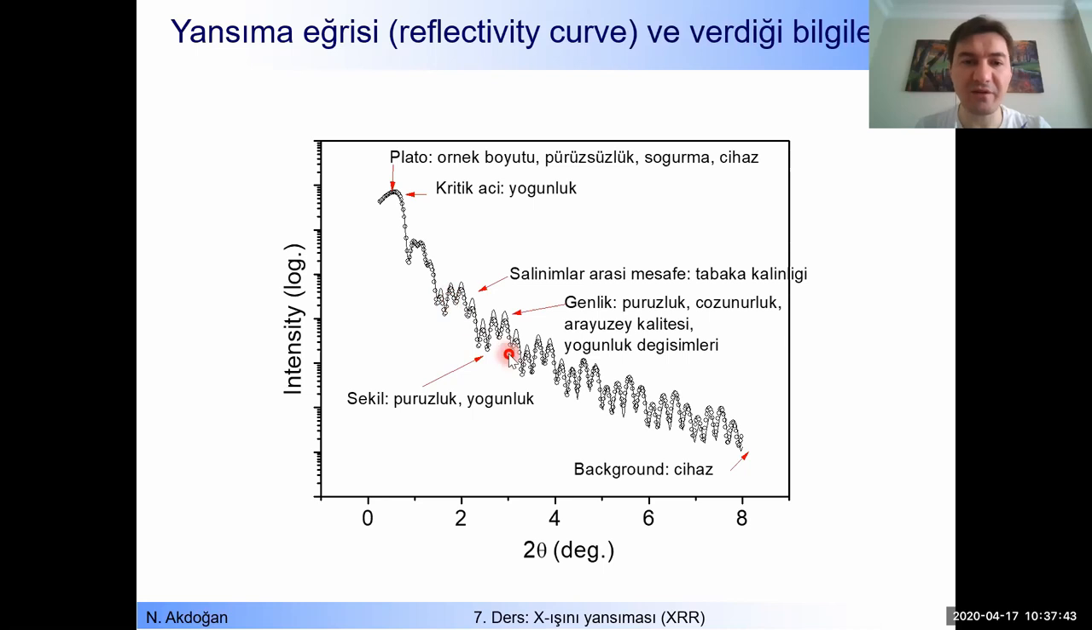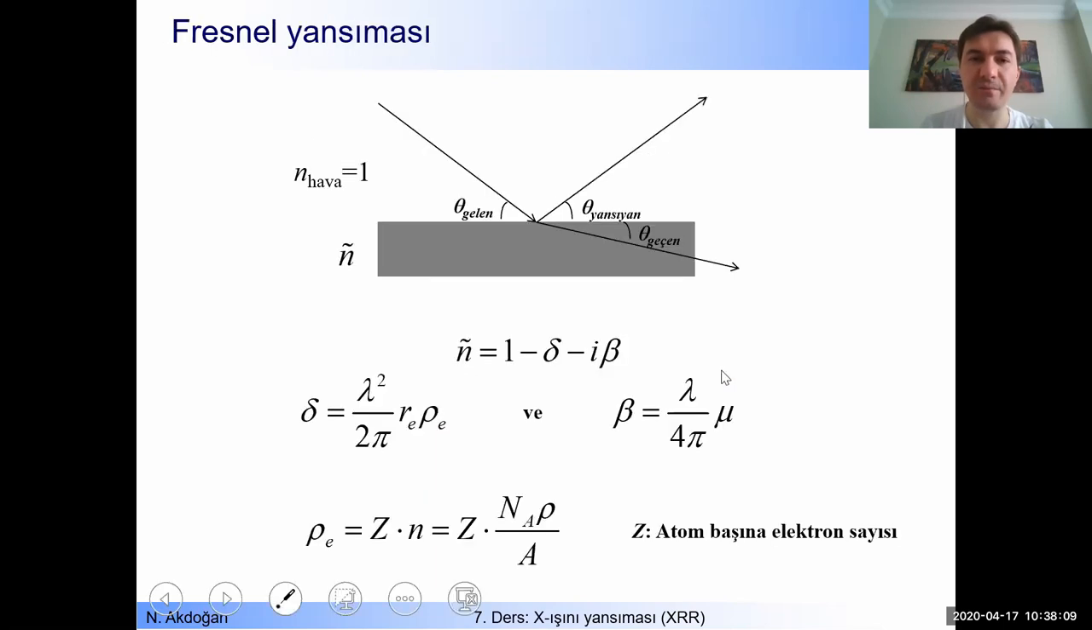Also the shape of the signal gives us information about roughness and density. You can also say it like this: density and roughness affect the shape of the signal. And the background signal is associated with the instrument. So this is the reflectivity curve, and this is the information you can get from reflectivity measurements.